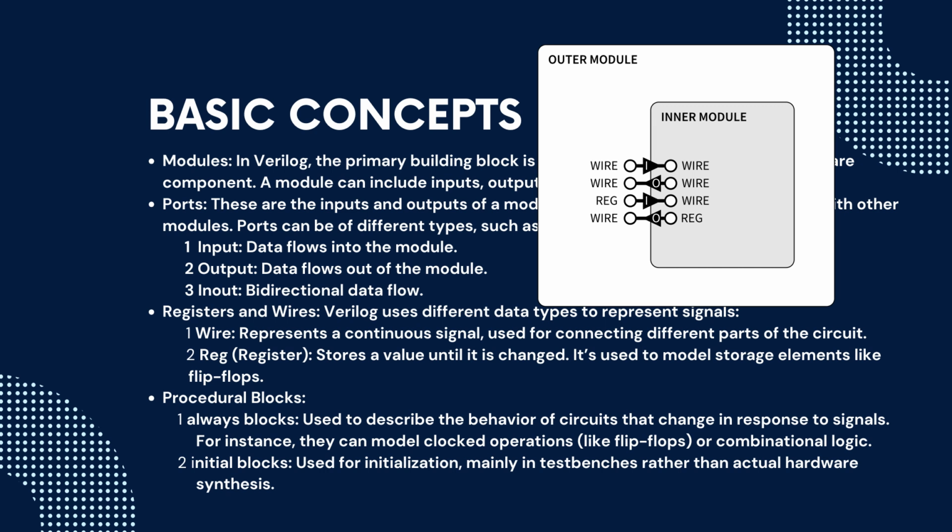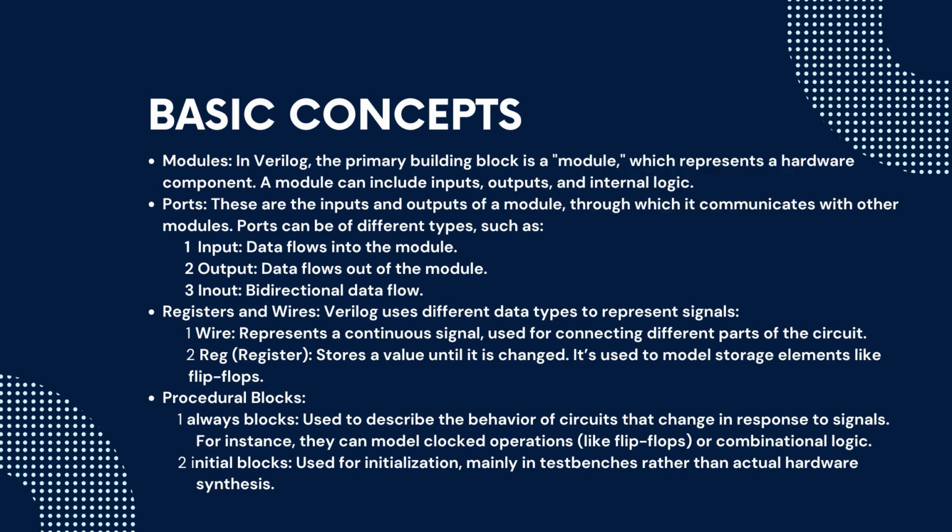Verilog uses different data types to represent signals, that is, wires and registers. In VHDL, we can simply use the signal assignment, but in Verilog, we have two types, wires and registers. Wires represent a continuous signal used for connecting different parts of the circuit, and registers store a value until it is changed. It can be useful for flip-flops.